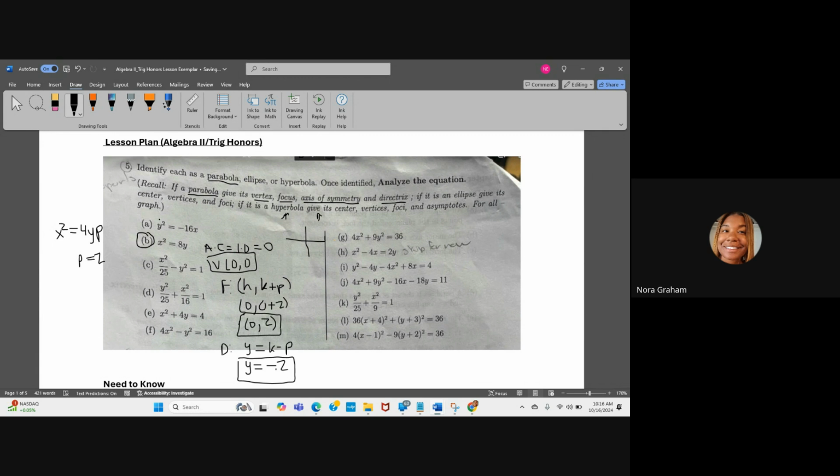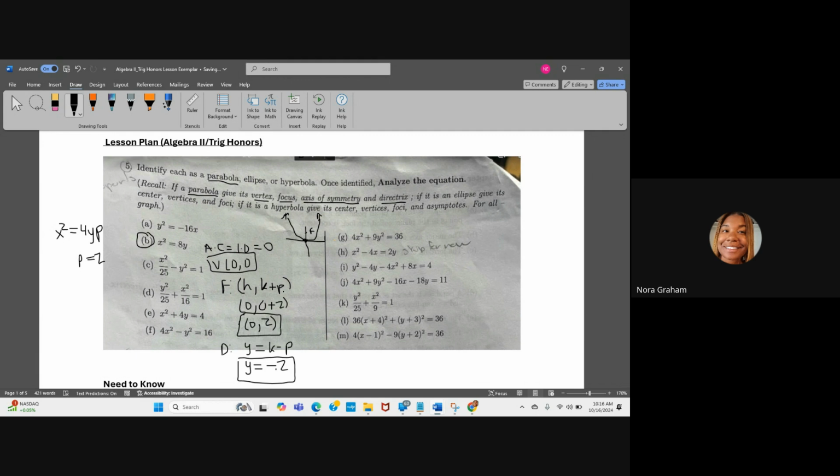Now remember, for the other one, we use x equals h minus p. Okay, so be careful if you're opening up or down or left or right. So now we're okay to start graphing. We know we're at 0, 0. My foci is 0, 2, which would be like around here. So that's my foci. Our parabola is going to open towards our foci, so it looks something like that.